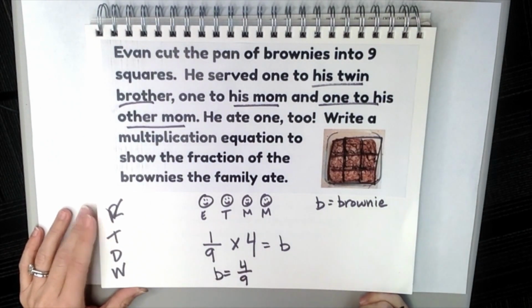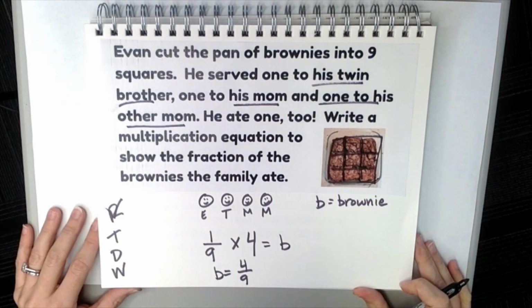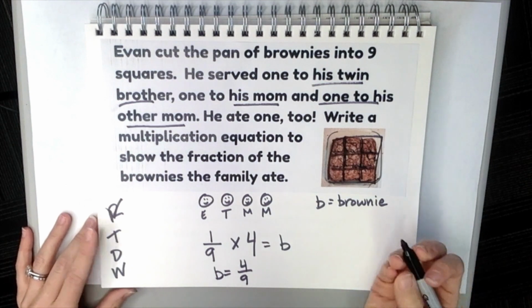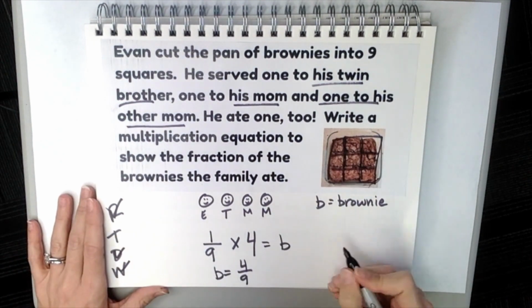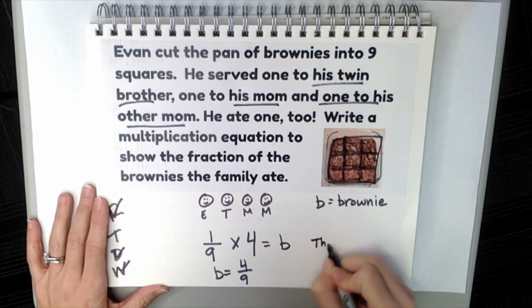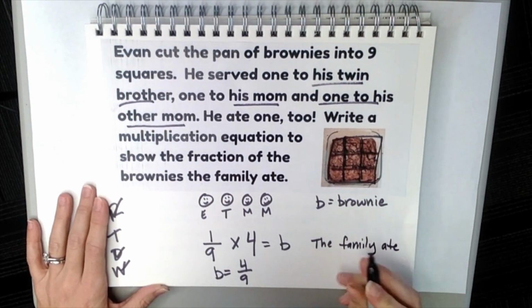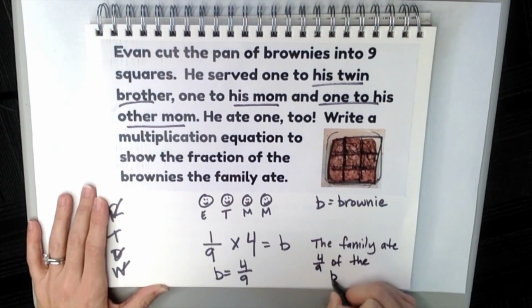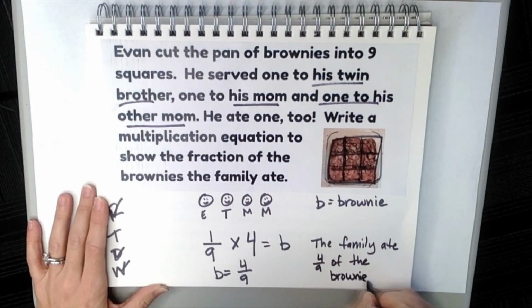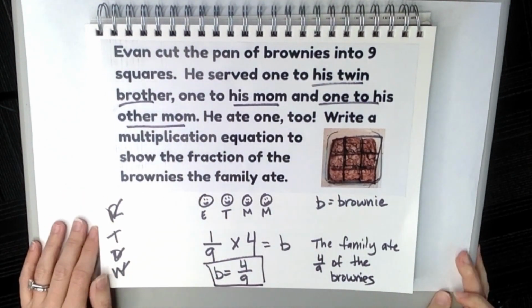Can you figure out what fraction of the brownies they have left? Bonus challenge. Let's write a sentence. The family ate 4/9 of the brownies. All right, again, I like to box my answer just so everyone knows, and we got it.